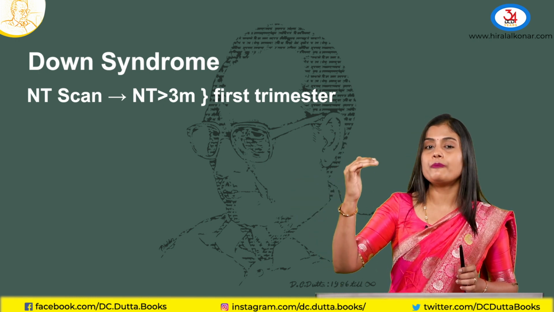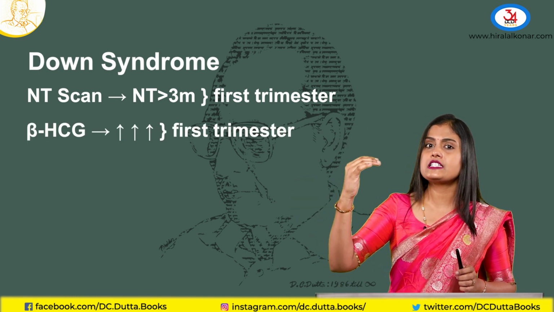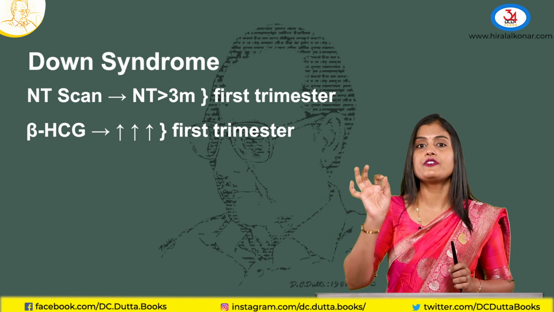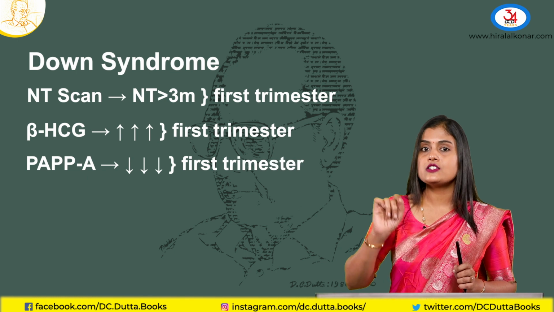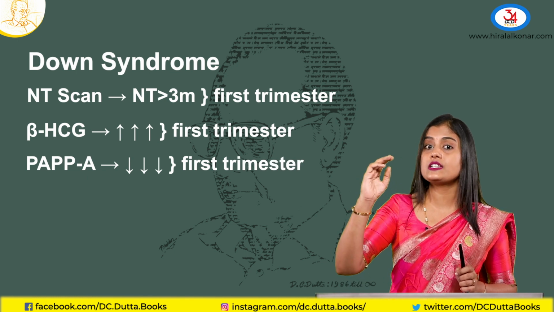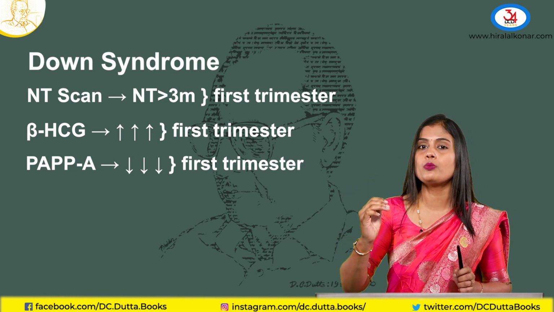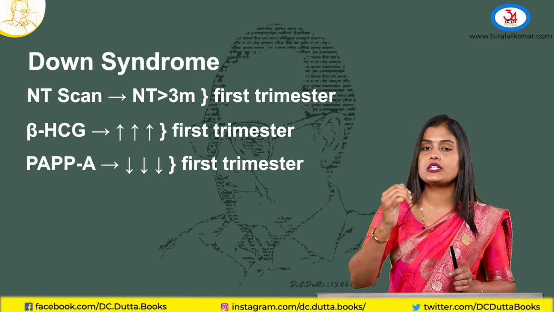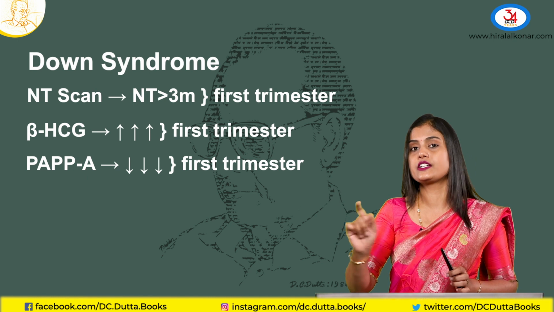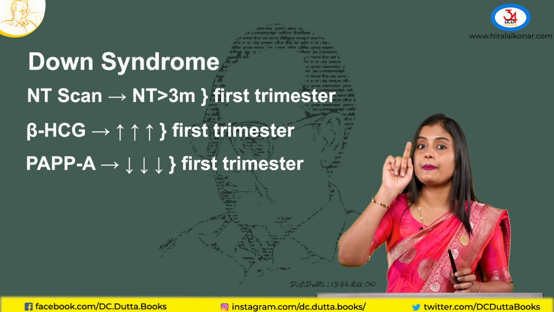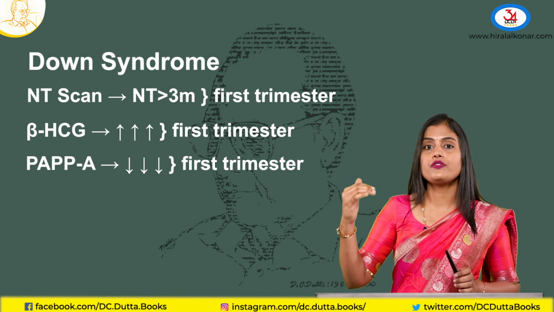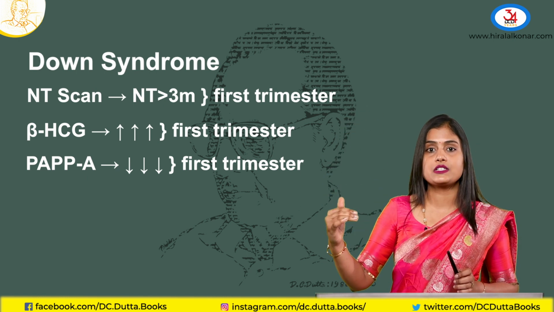Next, coming to free beta HCG. Beta HCG is raised in case of Down syndrome. And the other one in the first trimester is PAPP-A. PAPP-A is pregnancy associated plasma protein. I am stressing this so much because in your MCQs it comes as placenta associated. Don't get confused, it is pregnancy associated. It is reduced in case of Down syndrome. This is your first trimester screening.